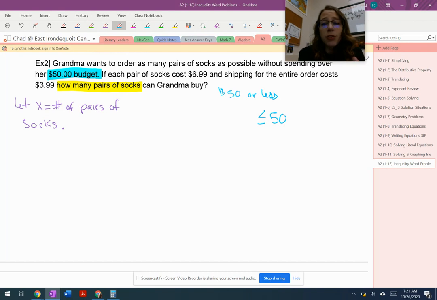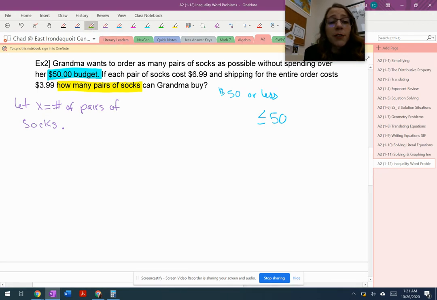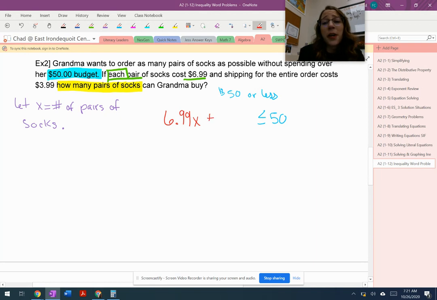So now we need to come up with that total. How are we getting up? How is Grandma spending all this money to get up to $50? So they're telling us here that each pair of socks, that keyword, each pair is $6.99. So that immediately tells me that $6.99 is going to get paired with my x because that's the one Grandma's paying for each pair of socks. But we can't forget about the shipping. So that shipping, it's not for each pair of socks. Grandma's not getting charged shipping for each pair of socks that she buys. She's getting charged shipping for the entire order. So that $3.99 is only happening once, and there we have an inequality.